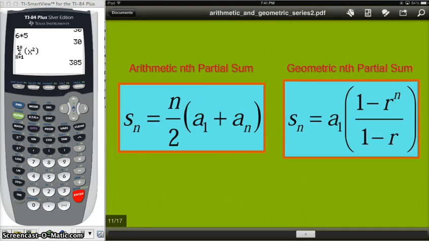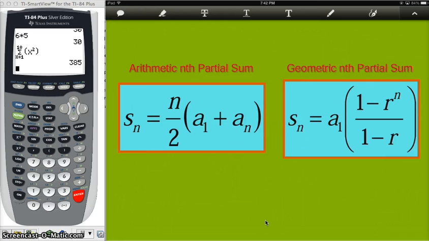Okay, now these next two formulas are if they give you the term number. So they tell you where you stop. Find the sum of the first 10 terms, find the sum of the first 15 terms, find the sum of the first 25 terms. They give you that, then you're able to use these equations here. The one on the left here is for arithmetic series. The one on the right is for geometric. Remember, you don't have to memorize them. You just have to know how to use the formula.